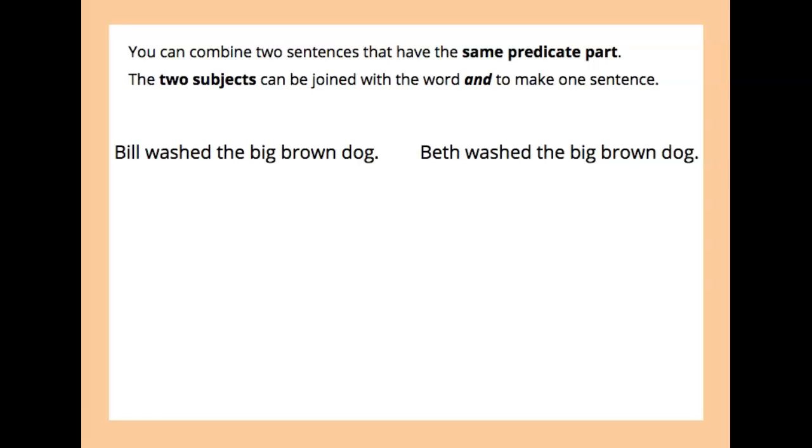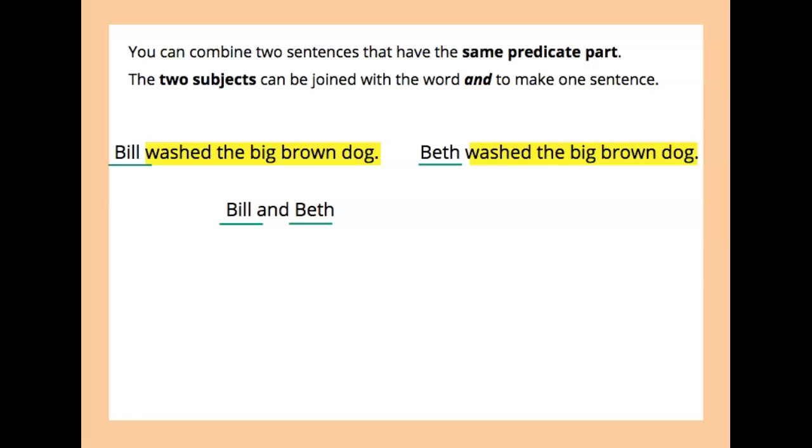Can we combine these two sentences? Bill washed the big brown dog. Beth washed the big brown dog. Yes, we can combine these two sentences because they have the same predicate part. What can we do to combine these two sentences? We will put the subjects from each sentence together with the word and. Bill and Beth. Those are the two subjects.